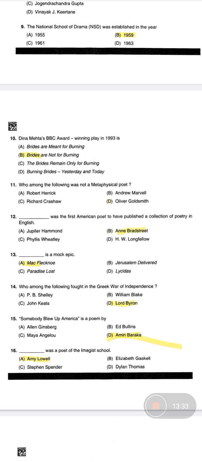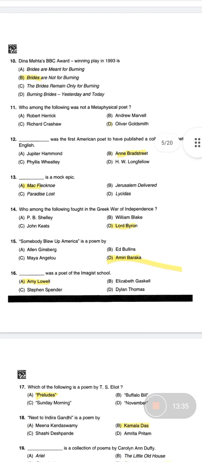Okay. Our next question: what is a mock epic? Very famous work. Mac Flecknoe is the right answer. And you all know Mac Flecknoe, who is the writer of Mac Flecknoe? Yes, everyone knows. It is written by John Dryden, and it is a satire.